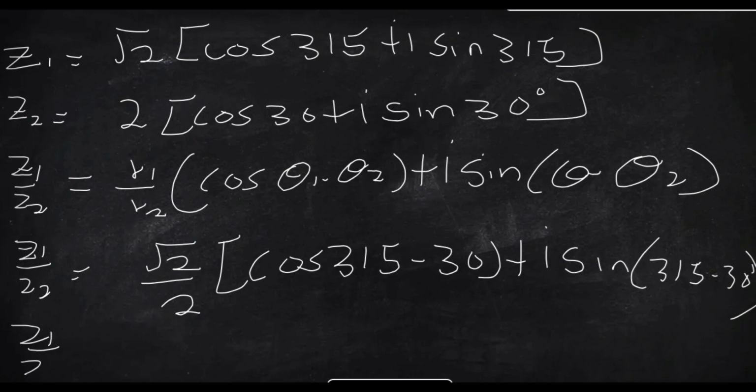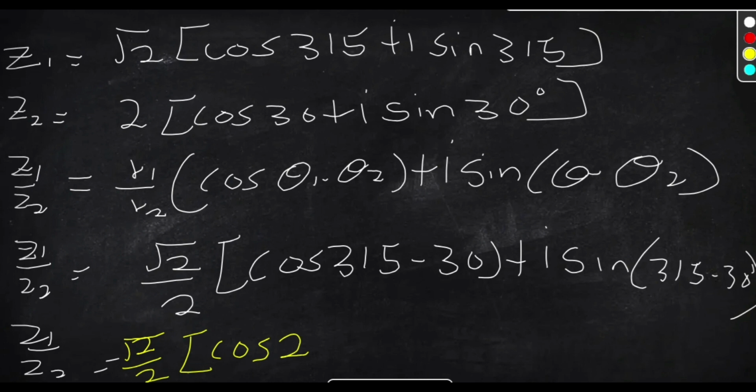z1 on z2 becomes root of 2 over 2 into bracket cos of 285 plus i sine of 285.